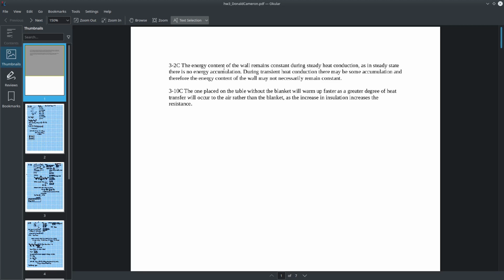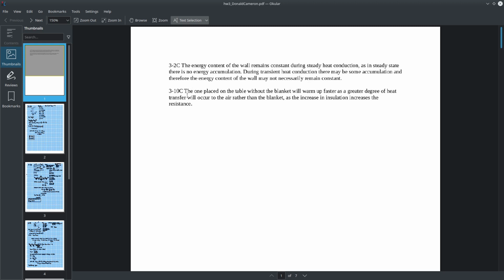During steady state heat conduction, the energy content of the wall is going to remain constant because there is no accumulation of energy. During transient heat conduction, there may be some accumulation, and therefore the energy content of the wall may not necessarily remain constant.